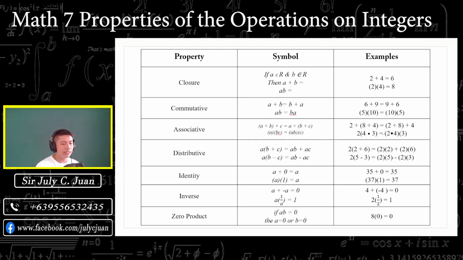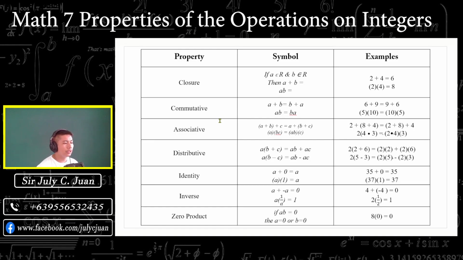Napakadali nito. It states that if you are going to add two integers or multiply two integers, the result is an integer. If you are going to multiply or add two real numbers, the answer is a real number. Halimbawa, we have 2 plus 4 equals 6. Integer plus integer equals integer. Integer times integer equals integer. That is what we meant by closure property. Hindi naman pwedeng integer plus integer ay maging irrational number. Hindi naman pwede. Okay?